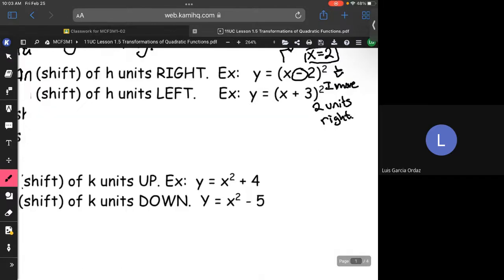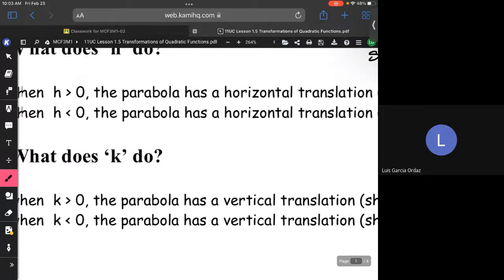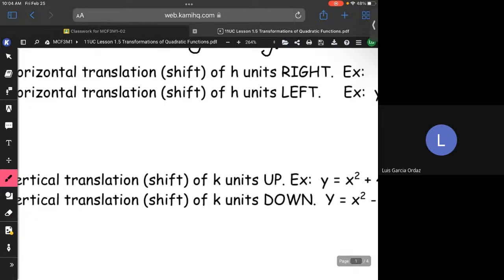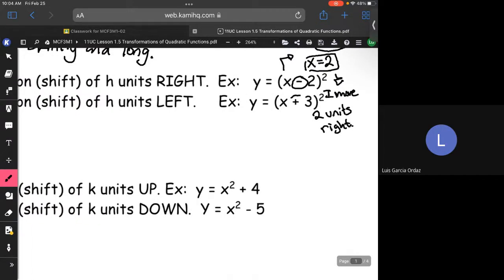And then the same thing is applied when we move to the left. I just want to read this. So when h is less than 0, so when it's a negative number, the parabola has a horizontal translation of h units to the left. That happens when my bracket has a positive. Remember, like I said, h is always opposite of what it appears. So if you think it's positive, it's actually moving to the left. Since the negative 2 is actually positive, it moves 2 units to the right.